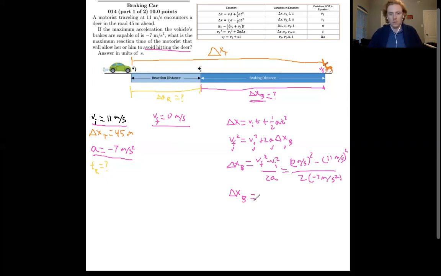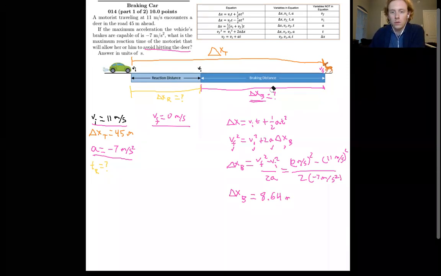And it's always good to double check your work and check your units. Okay, looks like that's right. 11 squared over 2 times 7 gives me 8.64 meters. And this is for Quest, so you're going to want to carry out more decimal places and use your numbers since they'll be different. Okay, so now we know this is 8.64 meters. So we go ahead and add that to our drawing.